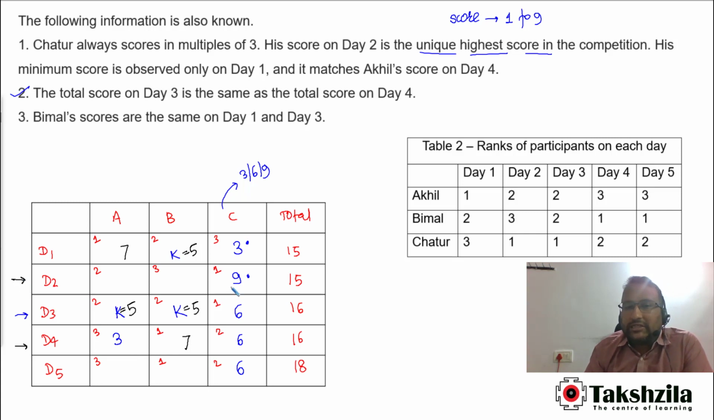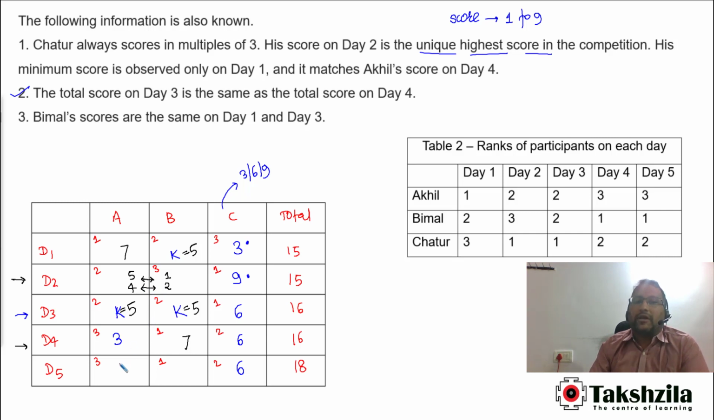Day 2, rank 1 is 9, the remaining is 6. This addition is supposed to be 6. Rank 2 and rank 3, the addition is supposed to be 6. So how can we form the addition 6? If it is 1, this becomes 5. If it is 2, this becomes 4. Can it be 3, 3? No. Can it be 2, 4? No. So these are the two possibilities over here on day 2.